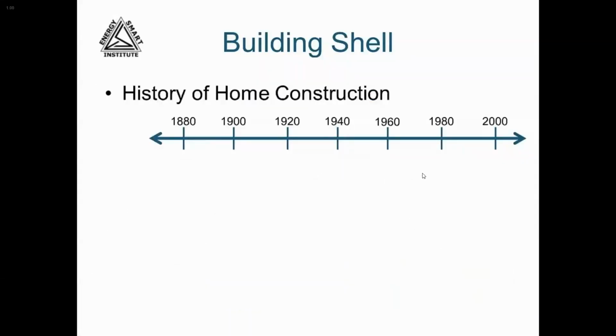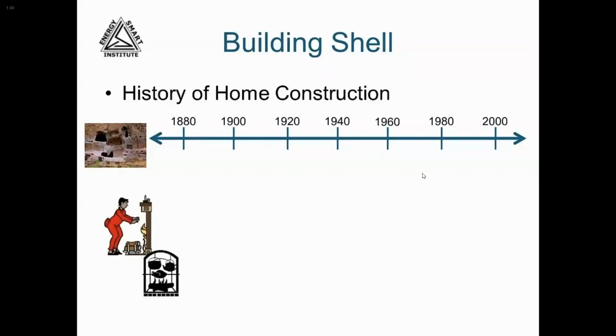The consideration of heat energy in our residential dwellings is nothing new. These are cliff dwellings in New Mexico built by ancient Native Americans. They were oriented to the south to allow for natural passive solar heating. Before the Industrial Revolution, wood fires provided light, heat, and a cooking source for our buildings.